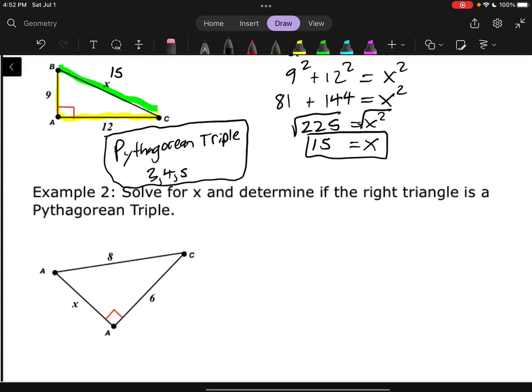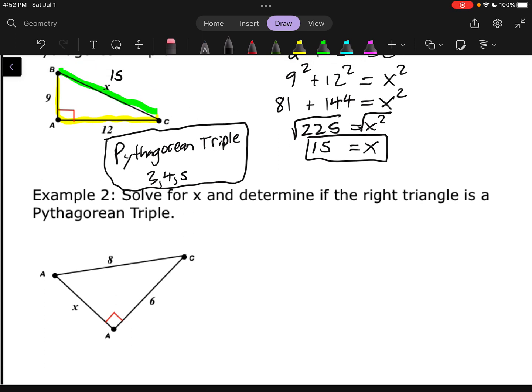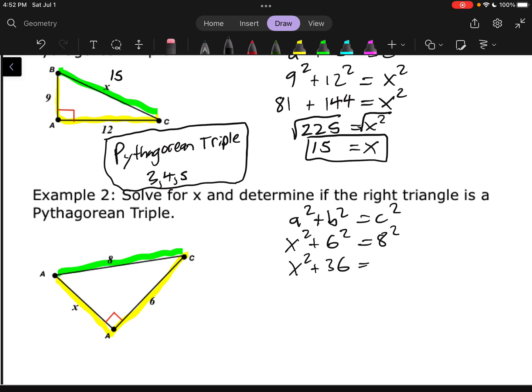All right, what do we got here? Solve for x, determine if the right triangle is a Pythagorean triple. Okay, so this time our legs are x and 6. Our hypotenuse is 8. So let's set that up. A squared plus b squared equals c squared. That would be x squared plus 6 squared equals 8 squared. 6 squared is 36. 8 squared is 64. Let's subtract that 36 this time. 64 minus 36 is 28.